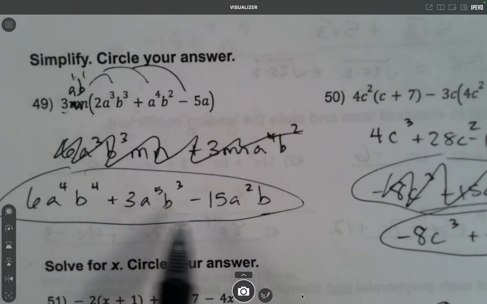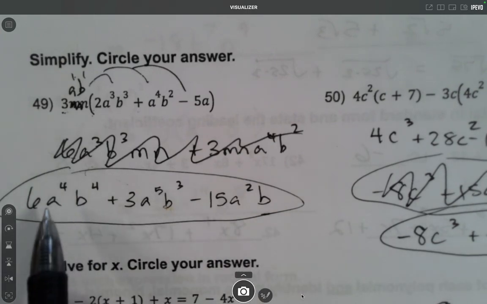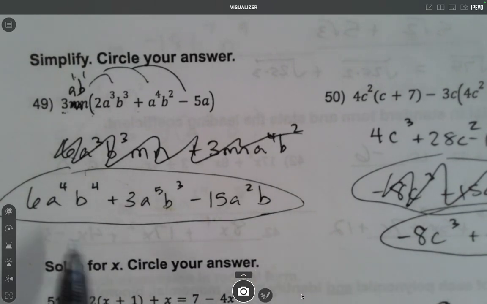And we cannot combine this any further because these are only like terms if their variables are all the same and their exponents are all the same. So it is true all of these have an a and a b, but they don't have the same power of a and the same power of b.